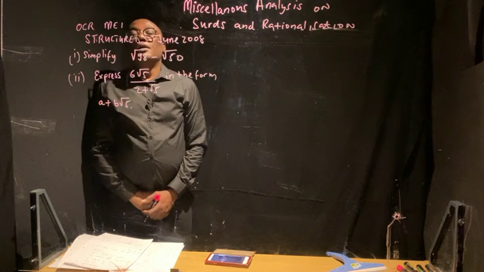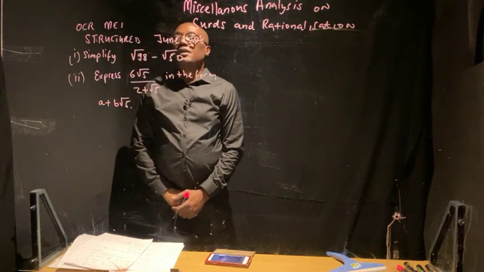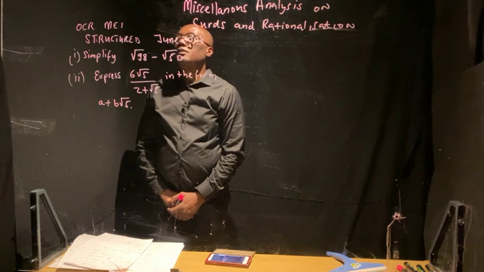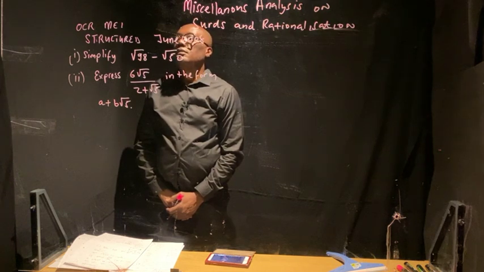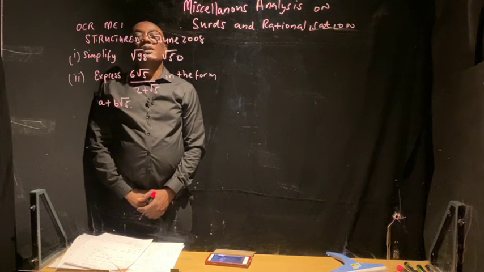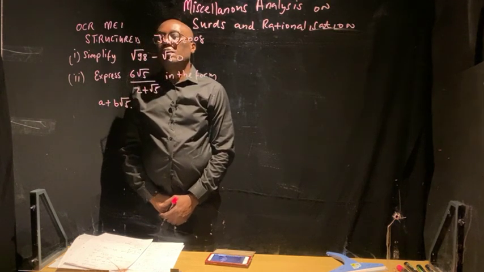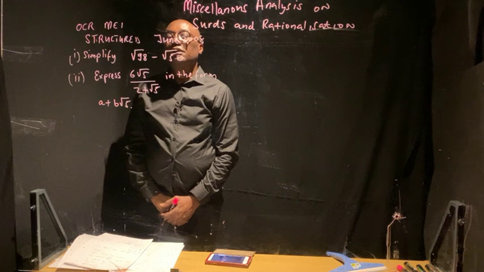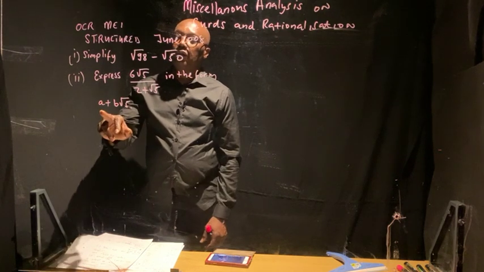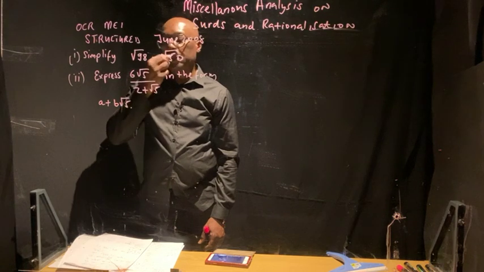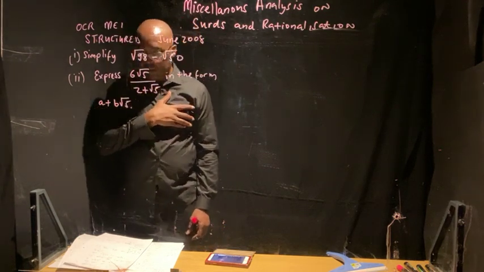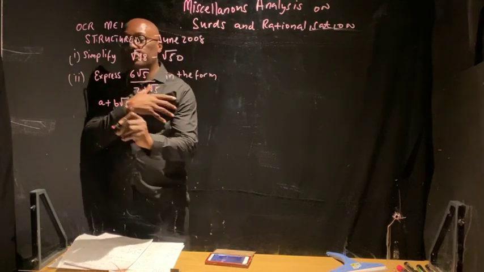Let's consider this past exam question, OCR. Simplify root 98 minus root 50. Express 6 root 5 over 2 plus root 5 in the form of a plus b root 5, where a and b are integers. Solution.